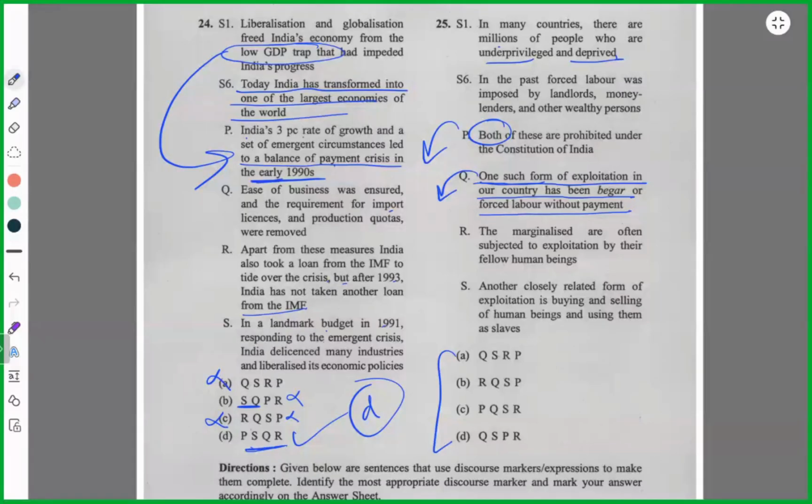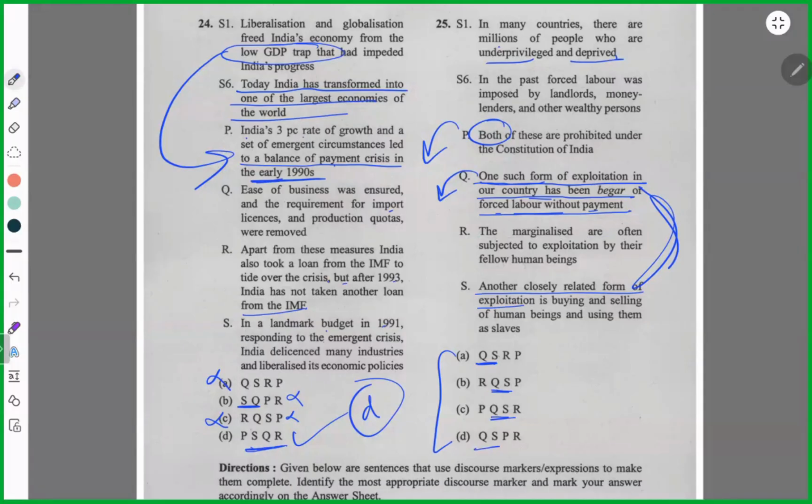Let's say now the marginalized. So there is a doubt in QS being together. Let's say one such form of exploitation in our country was begar and forced labor without payment. Another closely related form of exploitation is... see, QS is a pair here. If you can read, QS is here, QS here, QS here, QS everywhere. That means QS is a pair.